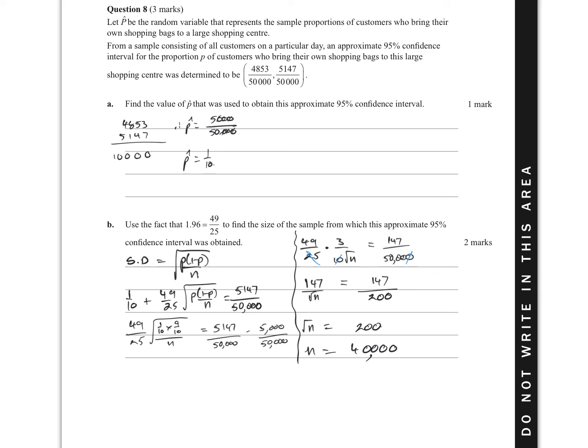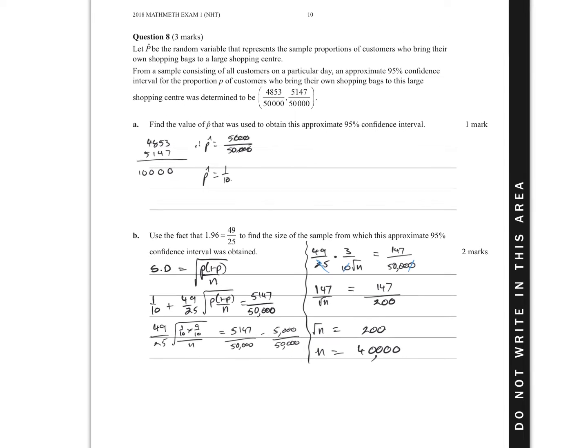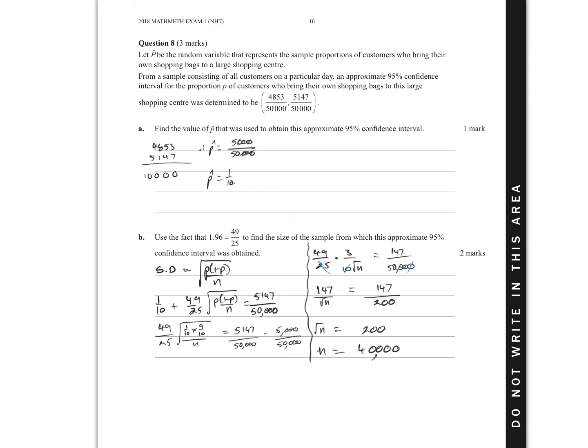All right. What have we got? P hat, a random variable, represents a sample proportion of customers who bring their own shopping bags. From a sample consisting of all customers, a 95% confidence interval. P hat was used with the approximate. Okay, so if that's my interval, don't forget that that's my interval. So if you like, P hat minus 1.96 sigma, P hat plus 1.96 sigma is equal to those values. So P hat is the average of those two values.